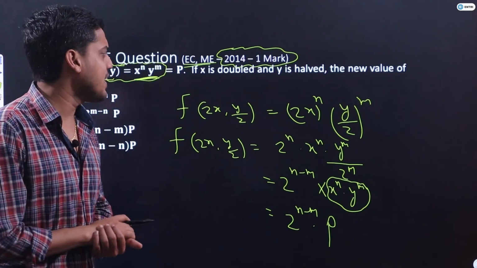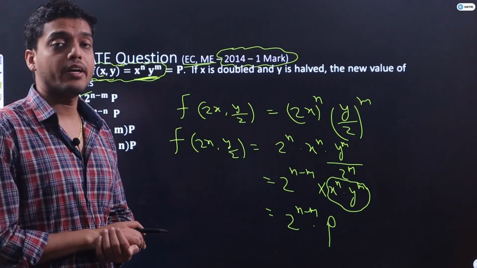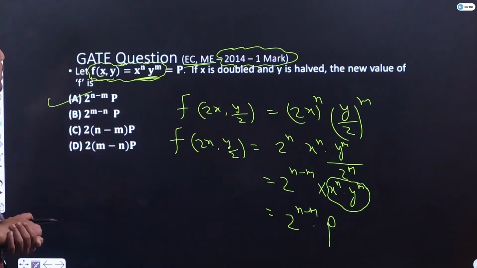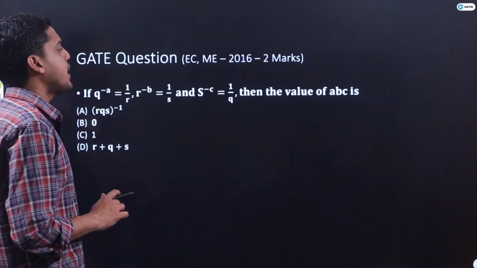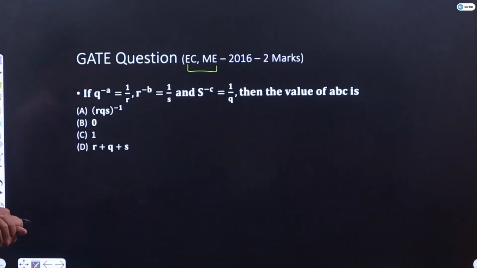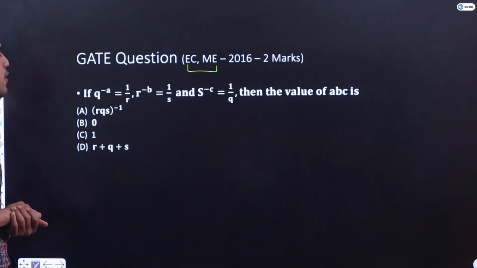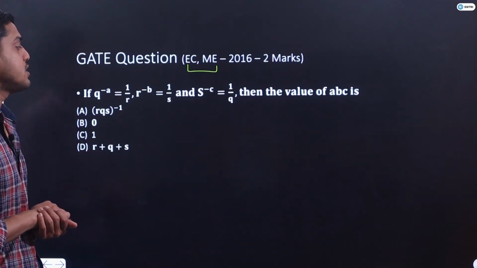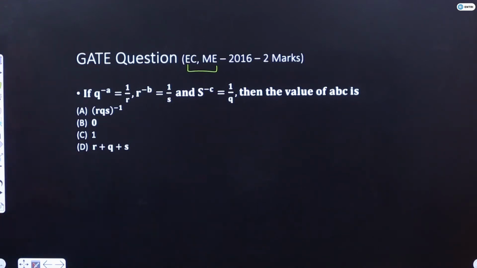I think it was a very easy question. A very good question has also been asked in your GATE exam from this concept only. This was a 2 mark question in GATE 2016 in the electronics and communication and mechanical branches. If q to the power minus a equals 1 upon r, r to the power minus b equals 1 upon s, and s to the power minus c equals 1 upon q, then the value of abc is what?